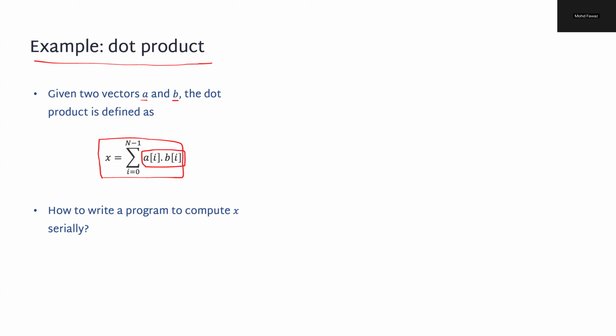Just nested for loops. Sorry? You want it not to be parallel, so I think we just use nested for loops, maybe for i and j. Or can we implement it in only one for loop? I think so. Yes, it's quite simple.